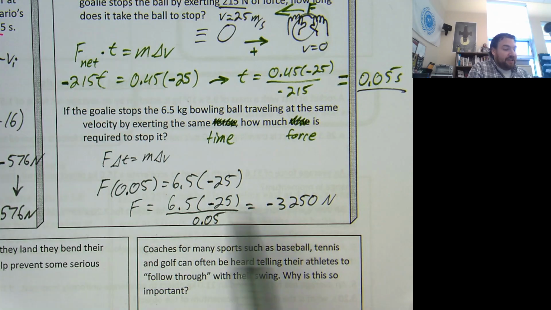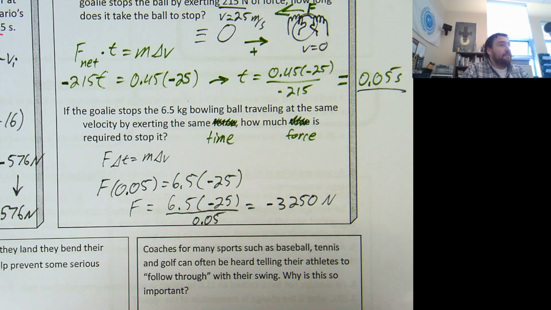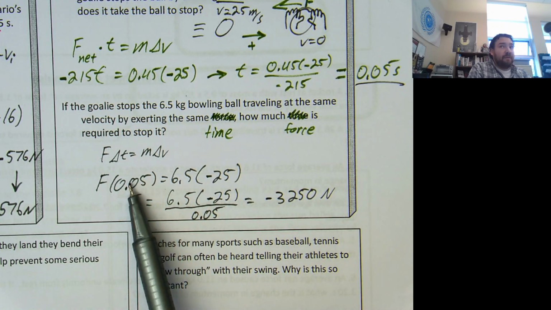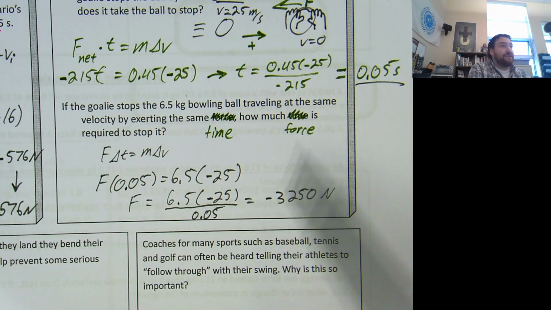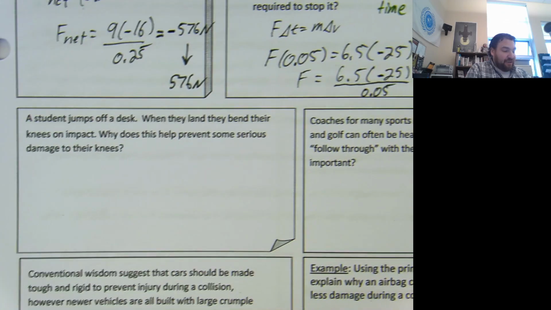Looking at the math, how could I decrease the force required? How can I make that F value smaller? By increasing the time. If this time value goes up, this value for the force goes down. That's really the key part with this impulse equation. And there are so many examples of this in the real world. One example of this is this.